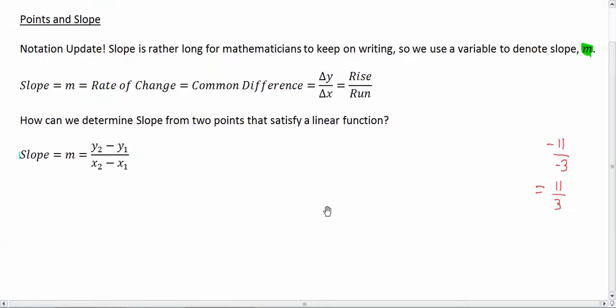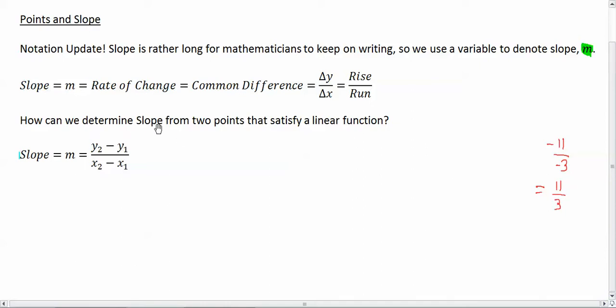So I want to update you with a little bit of notation. Notation update. Slope is rather long for mathematicians to keep on writing again and again. So we use a variable to denote slope, and that's our cursive m. Mathematicians work very hard to be very lazy, so often we'll denote long, cumbersome words like slope, with its 5 letters, with just one single variable. So slope is the same as writing m, the same as rate of change, the same as common difference, the same as delta y over delta x, same as rise over run. So just remember that it's a lowercase cursive m here.